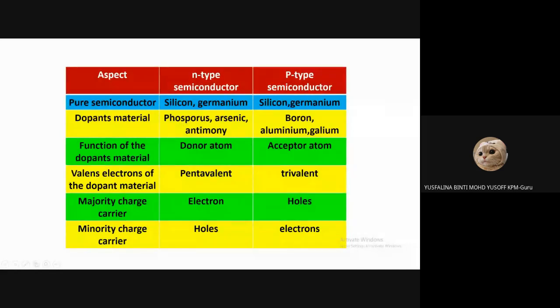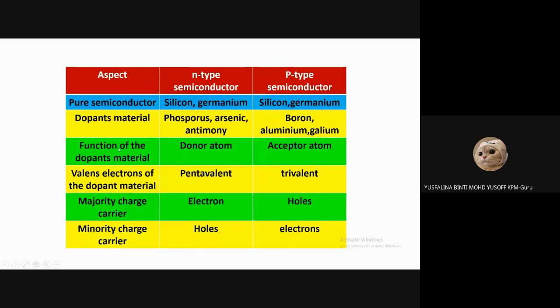Okay, so if you want to increase the conductivity of silicon and germanium and produce the N-type semiconductor, you have to dope it with phosphorus. For example, silicon plus phosphorus, or germanium plus antimony. That will produce the N-type semiconductor. But for the P-type, if you dope silicon with boron, you will get a P-type semiconductor, or germanium with aluminium, you can get a P-type semiconductor. So this one you need to memorize.